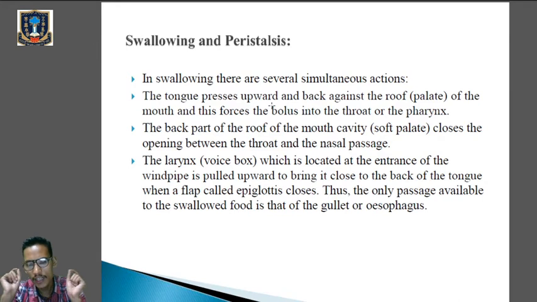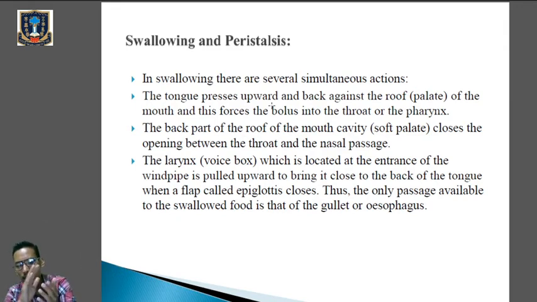Then the next one is the larynx, the voice box, located at the entrance of the windpipe. Okay, so the larynx, the voice box, located at the entrance of the windpipe, is pulled upward. So this larynx is pulled upward so that it will close the epiglottis. Okay, so listen very carefully. The larynx, the voice box, is located at the entrance of the windpipe.